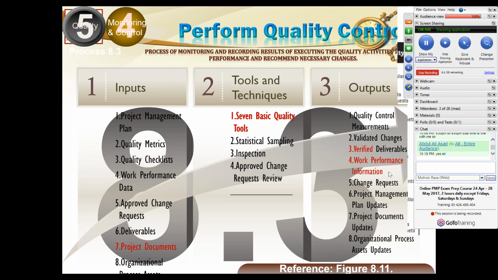Work performance information, which is created because the work performance data was received here and we have analyzed it, will go to monitor and control project work, because all the work performance information goes there. Change requests go to integrated change control, because all the change requests go to integrated change control. And resultantly, the project management plan, documents and process assets may be updated.